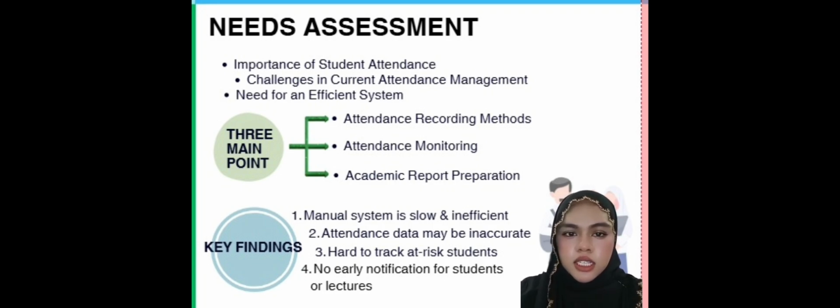Lastly, there is no early notification system for students or lecturers. Students are not informed when their attendance is close to the minimum requirement, and lecturers are not alerted about at-risk students. This makes it harder to take early action and may affect student academic performance.